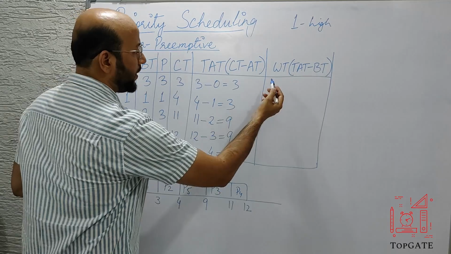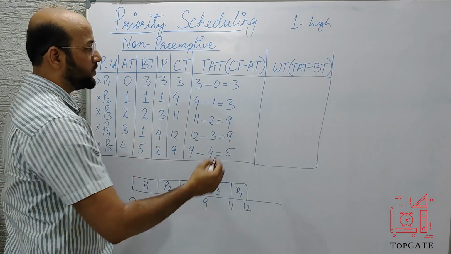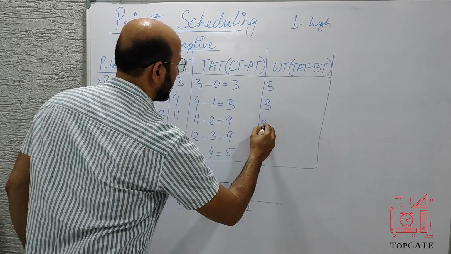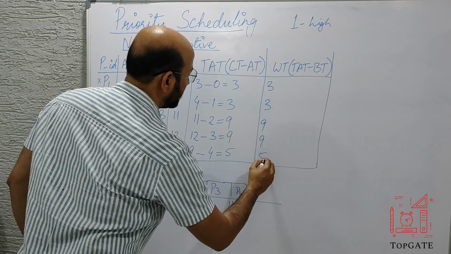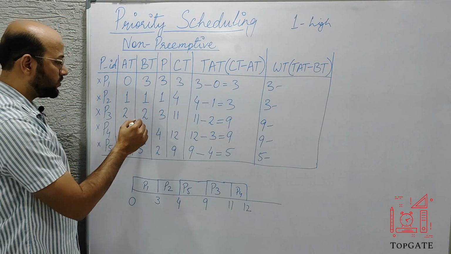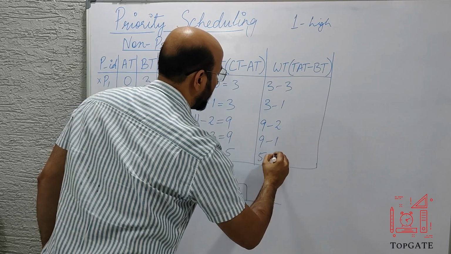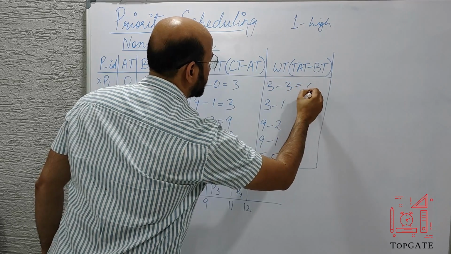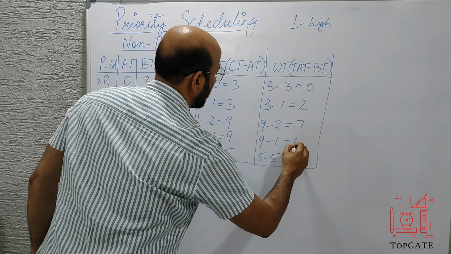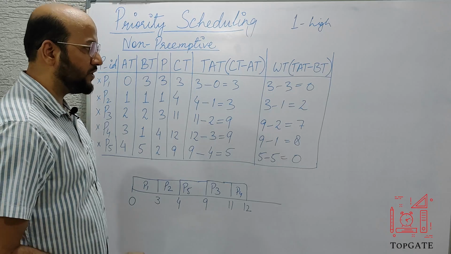Now the wait time, we know that can be calculated with the help of turnaround time minus burst time. So I'll quickly write the turnaround times 3, 3, 9, 9, 5. Put the minus signs and the burst times. Burst times are 3, 1, 2, 1, 5. So 3, 1, 2, 1, 5. That will give you 0. That will give you 2, 7, 8, 0. So this is the wait time for the individual processes.